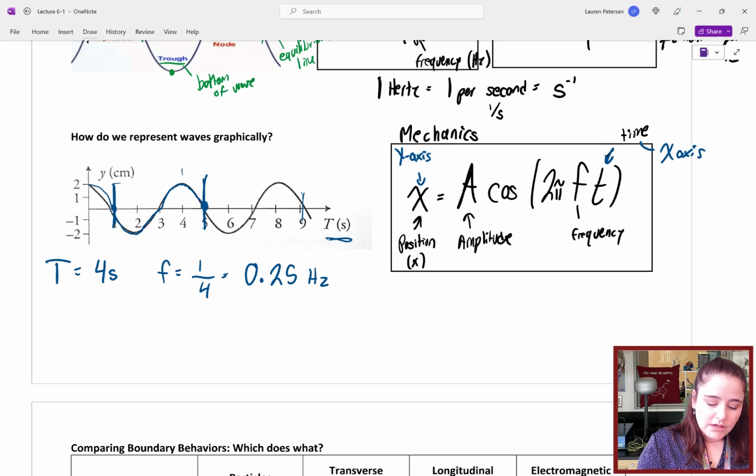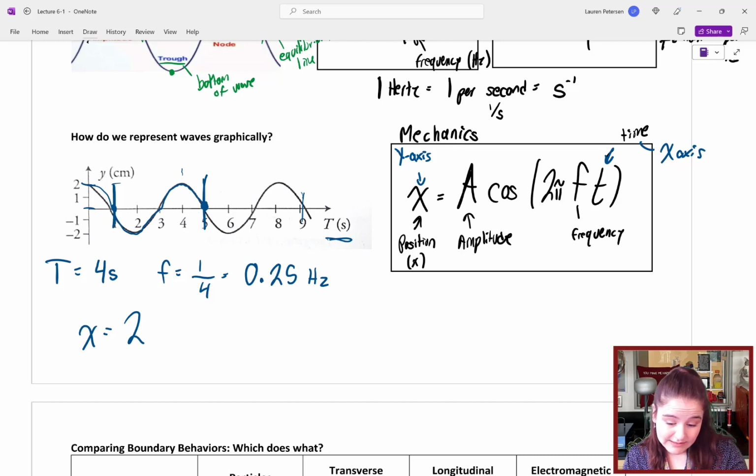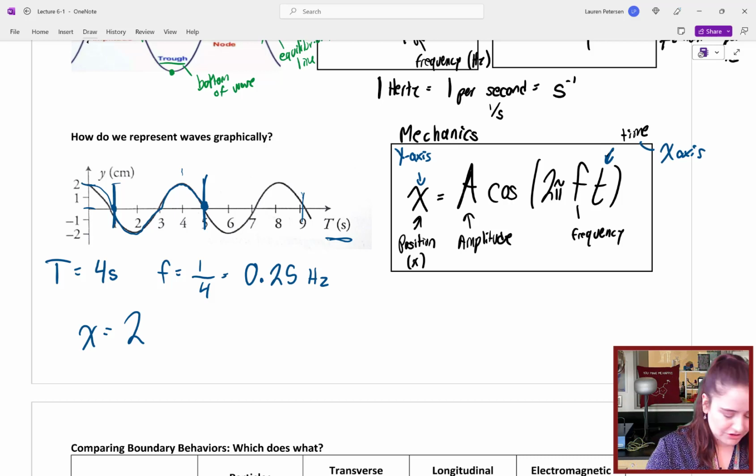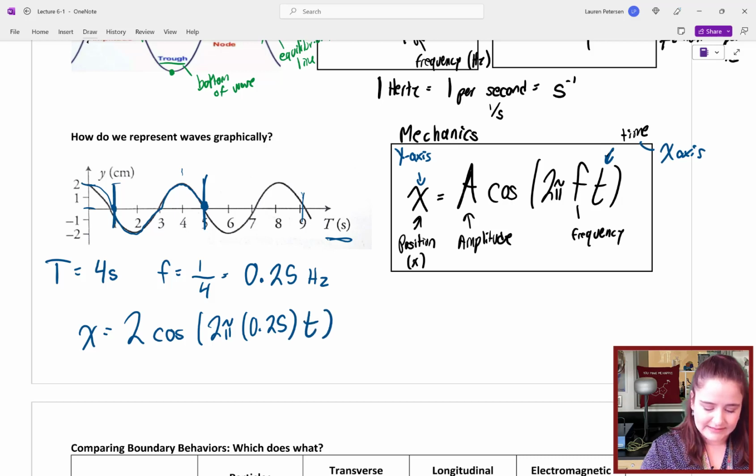When we put this into our equation, we have our x, our position. They have it as y on the graph, but it's still just talking about a position, so I'm fine with keeping it as x equals A, the amplitude, which is 2. It doesn't matter what units it's in because it is based on the graph. This equation is just describing the graph, and on the graph, it is 2. So 2 cosine of 2 pi times 0.25 t.